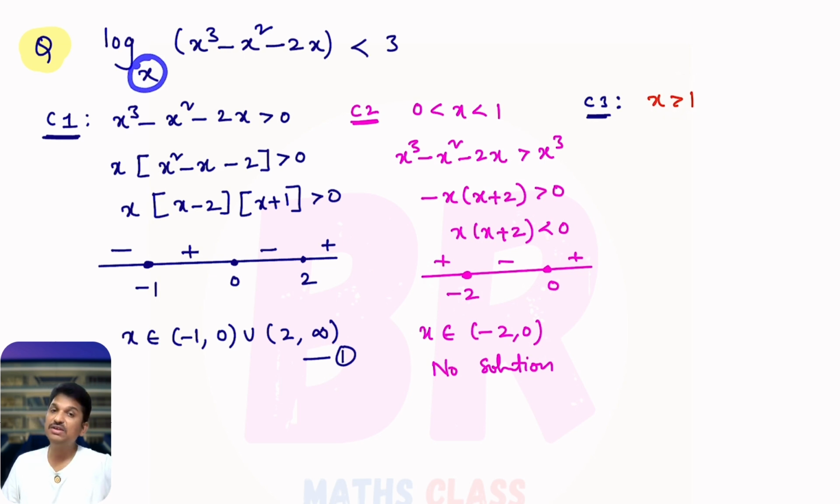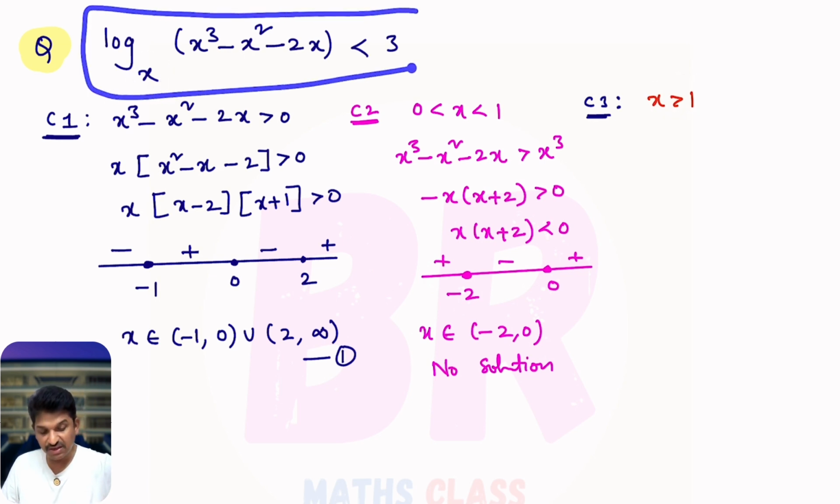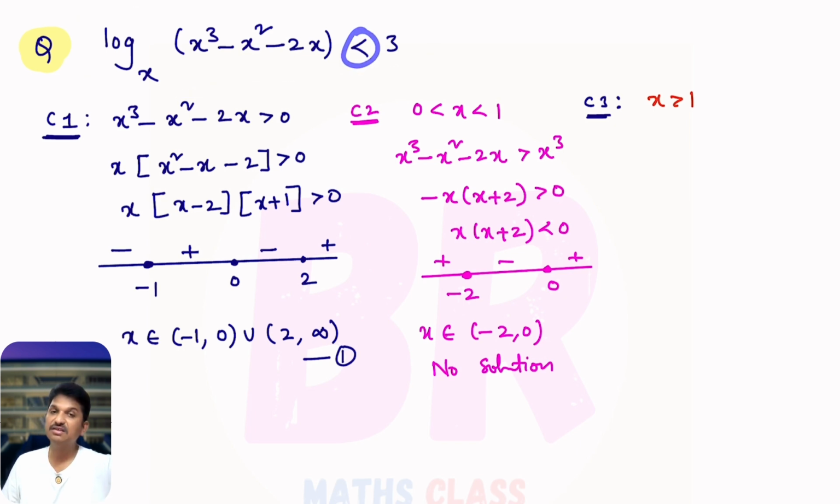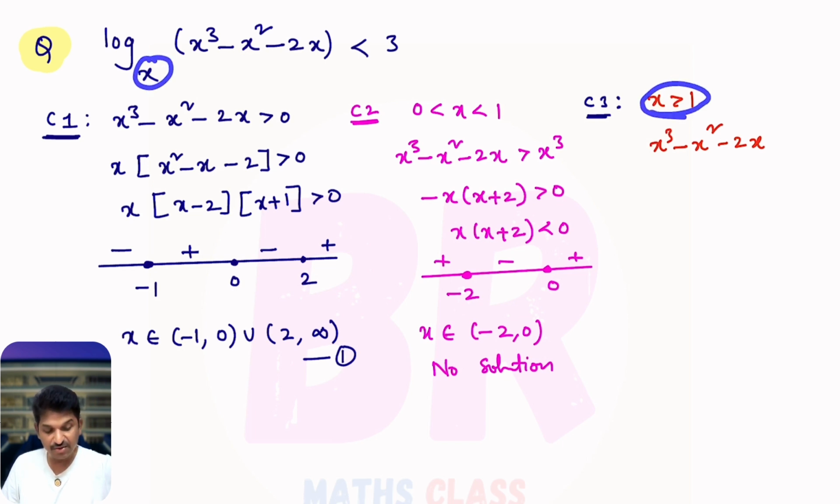When the base value is greater than 1, when I try to solve this inequality, the sign changes. This less than changes to greater than. So what will this become? x cube minus x square minus 2x. The inequality sign remains the same. Sorry. See, when the base value is greater than 1, when I apply the logarithmic inequality, the sign remains the same. So here this less than remains less than only. When the base value is in between 0 and 1, then only the inequality sign changes. Less than x power 3.